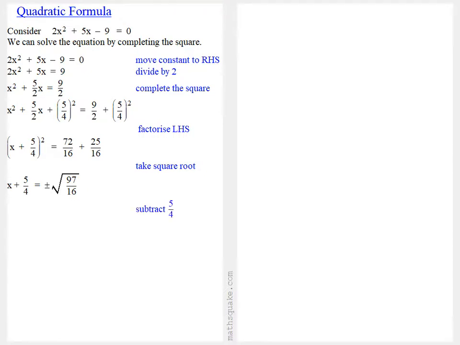Now we want to get x on its own, so we subtract 5 over 4 from each side, and we end up with x equals minus 5 over 4 plus or minus the square root of 97 all over 4, which can be simplified as x is equal to minus 5 plus or minus the square root of 97 all over 4.